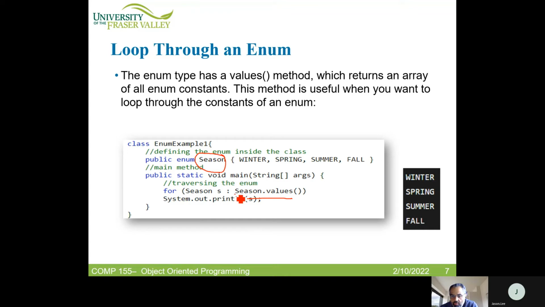So here I said season.values. So the number of iterations for this for loop is based on the values. Since we have 4 values, we will have 4 iterations. In each iteration, I'm printing this season.values like I do here.